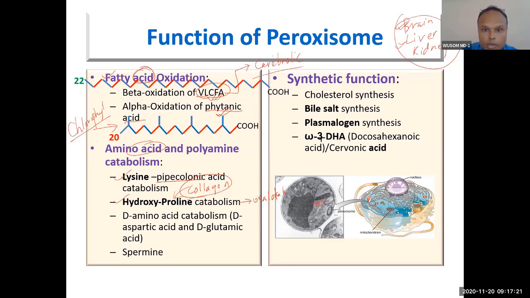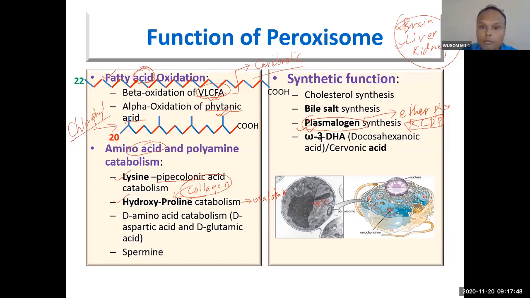So you can see fatty acid and amino acid catabolism. And synthesis also happens. What is synthesis? I've already explained plasmalogen synthesis. Very important. Plasmalogen is an ether phospholipid. Go and revise it. Ether phospholipid is also synthesized here, and this is very important. The deficiency of this will cause rhizomelic chondrodysplasia punctata. So deficiency of plasmalogen is associated with disorder.